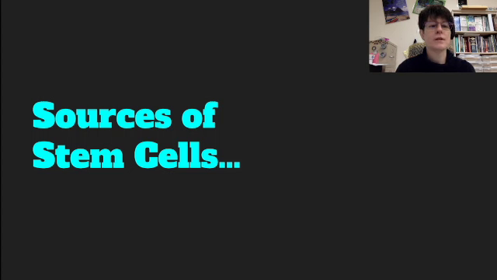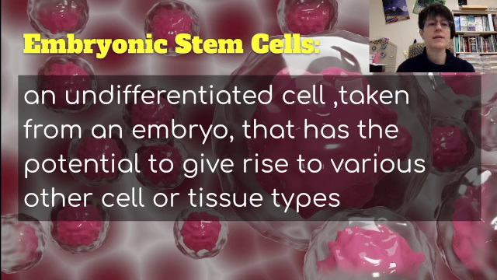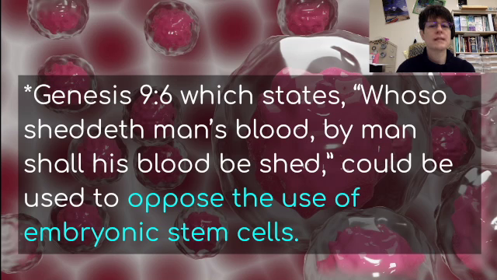So, sources of stem cells. There are two main sources where we get them. There are embryonic stem cells. This is an undifferentiated cell taken from an embryo that has the potential to give rise to various other cell or tissue types. Now, when these are harvested, though, the embryo is destroyed. So, Genesis 9:6, which states, "Whosoever sheddeth man's blood, by man shall his blood be shed," could be used to oppose the use of embryonic stem cells.